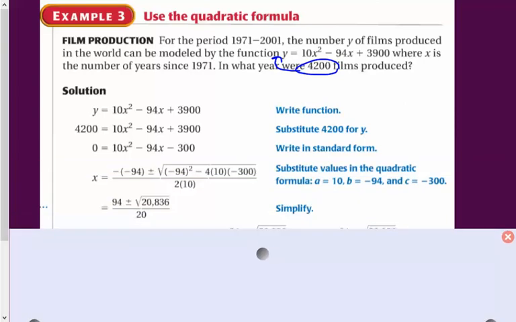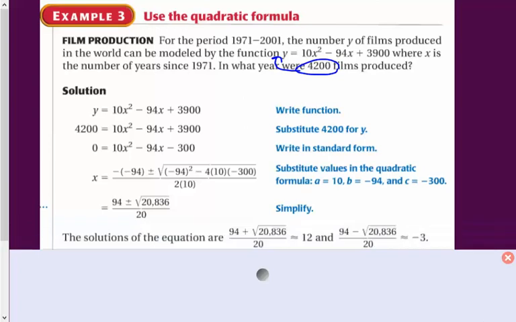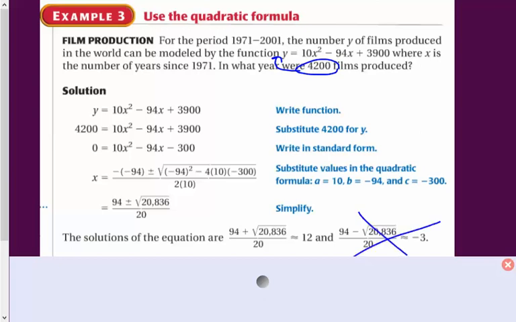So I'm not going to go through this, I'm just going to kind of show you guys what that would look like, and then have your two answers. So your two answers end up with approximately 12 and approximately -3, but you would not use this -3 because that falls outside of the range, because that would represent 1968, and that's outside of the range for the time period.